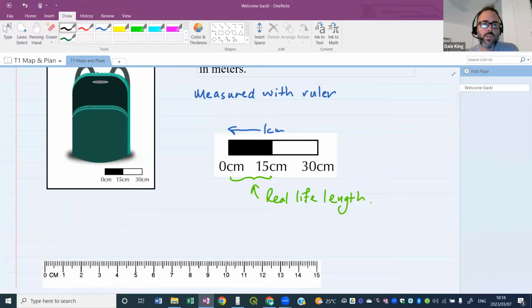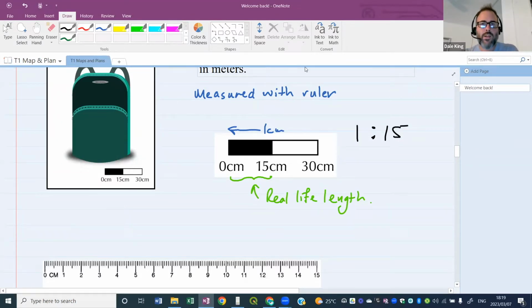It's very similar to the previous question, which was 1 is to 15. 1 centimeter on my ruler represents 15 centimeters in the real world. So it's saying the exact same thing. It's just representing the scale in a different way. So you need to know how to interpret both of these scales.